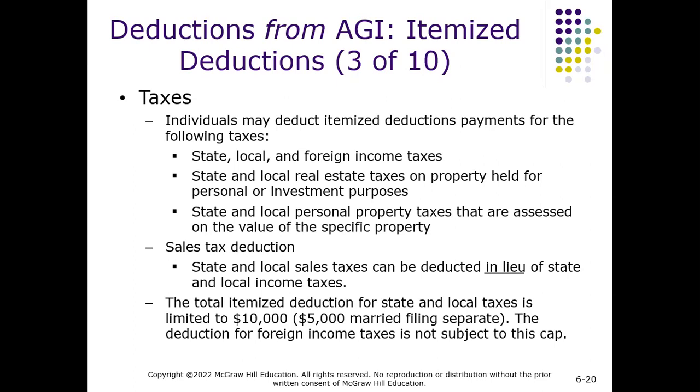The most you can deduct of these taxes for state and local taxes is limited to $10,000. So if your calculation here causes you to go above 10,000, you are not able to deduct all of it. Foreign income taxes aren't included in that 10,000, so you're aware of that.